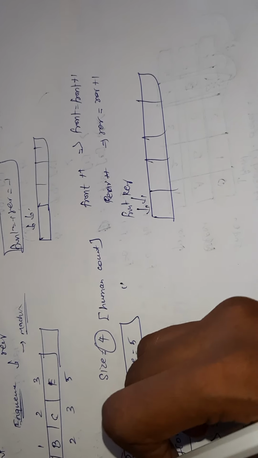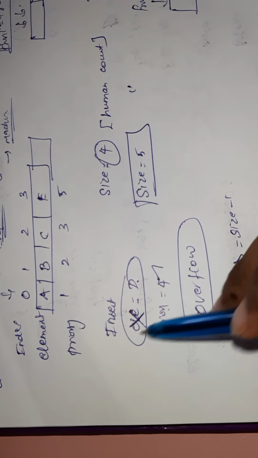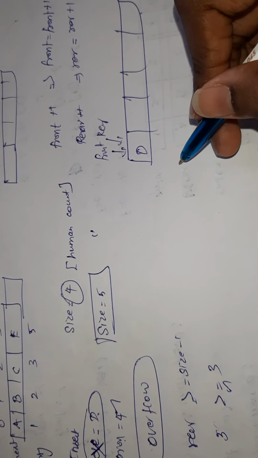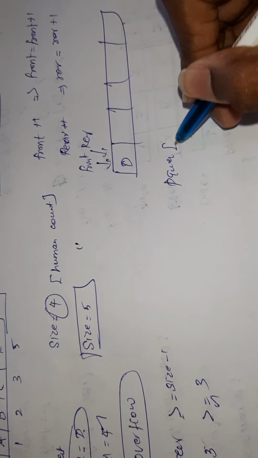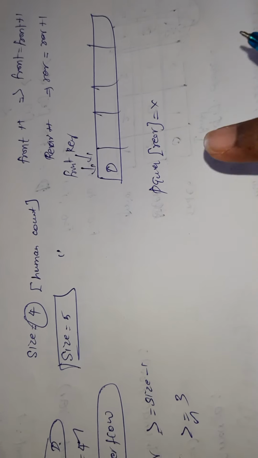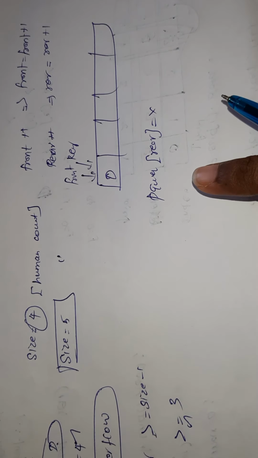X is your element. For example, I am determining X equal to D. So, we can insert it in the particular position. That is nothing but PQ of rear equal to X. I already said the queue concept, where we can insert only at the rear position.